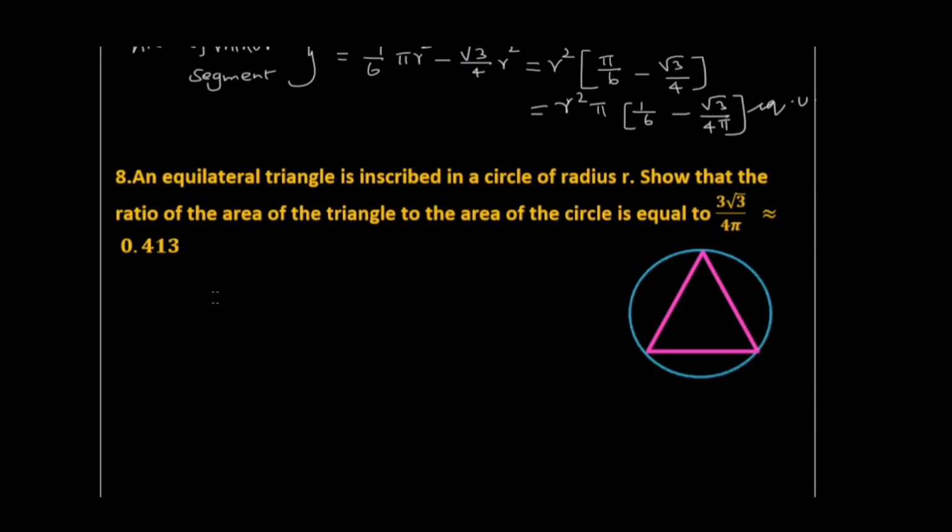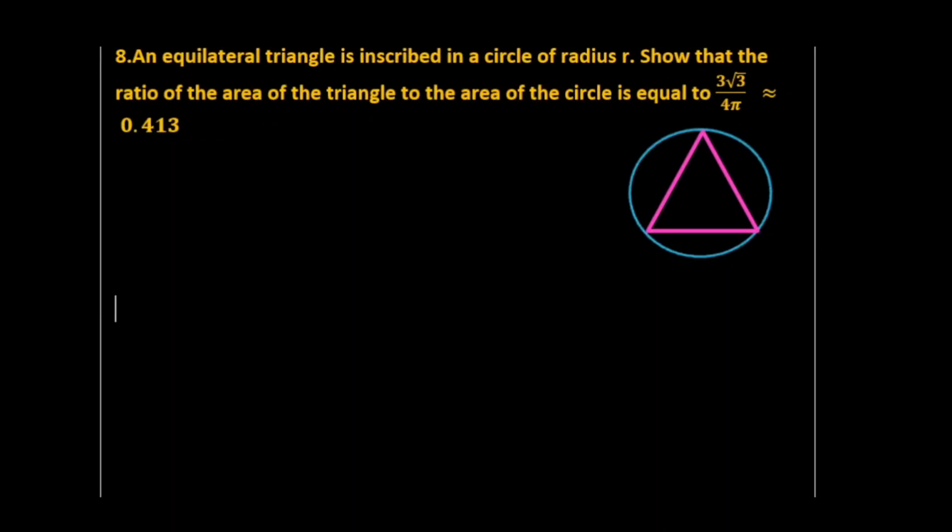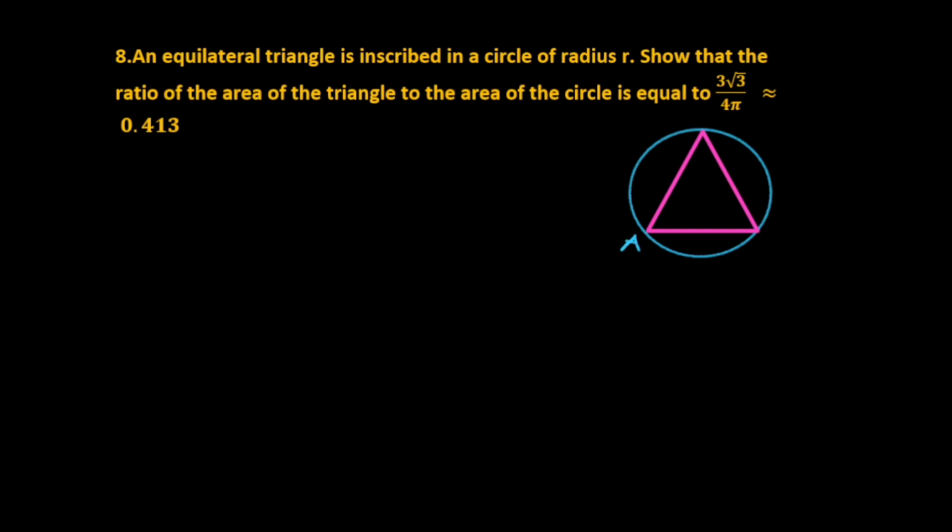Next question: an equilateral triangle inscribed in a circle of radius R, show that the ratio of the area of the triangle to the area of the circle is equal to root 3 by 4 pi, approximately 0.413. Now look at the diagram. A circle, with a triangle inscribed in the circle. So we are considering a triangle inside the circle. Now take the vertices A, B, C.